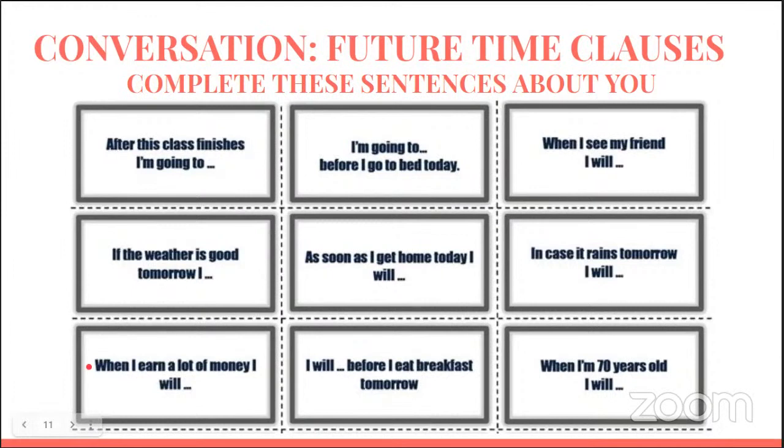And when I earn a lot of money, I will buy a house and a car. I will go to the gym before I eat breakfast tomorrow. And when I am 70 years old, I will live in Norway. Okay. All right. Well, that's a great plan. Why Norway?